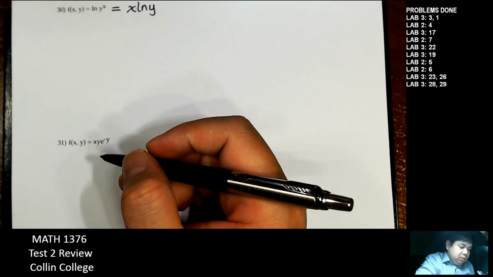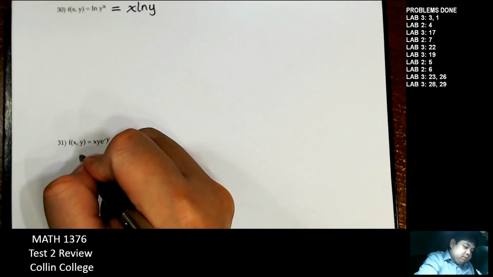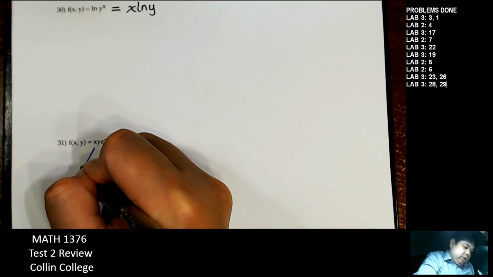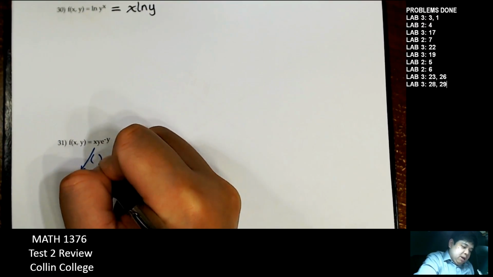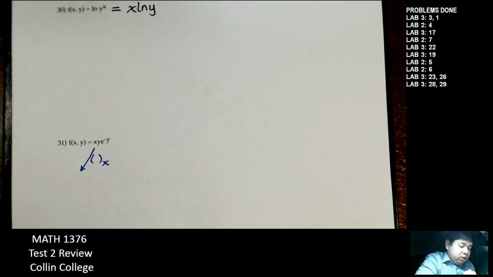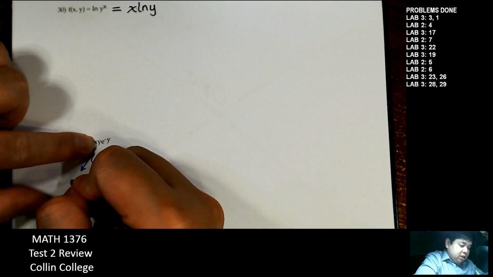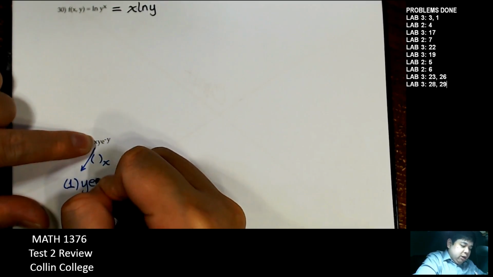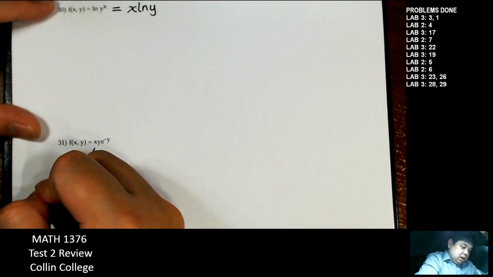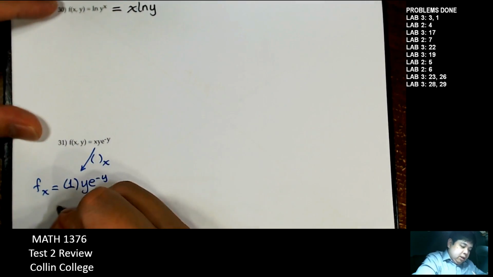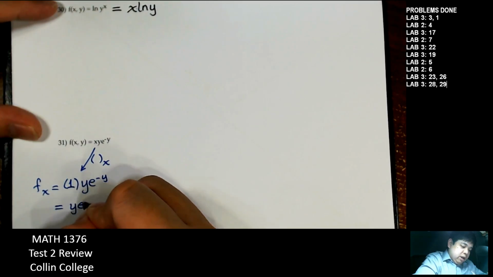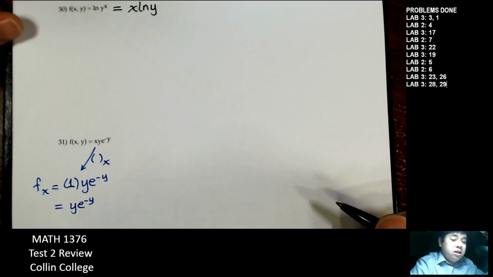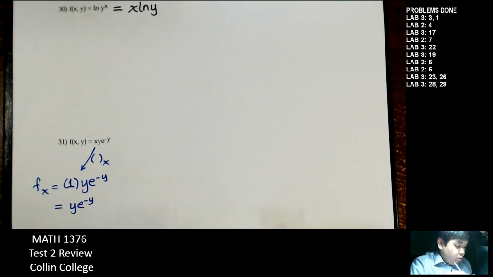31. I think we did something like this similar in class. So I do it anyway. So derivative with respect to x. I write that to denote. We take derivative with respect to x. We only have x here. Derivative is 1. Y e to the negative y is a constant, so we just stay there. So we have y e to the negative y, and just that. Now, derivative with respect to y will be a lot more interesting.